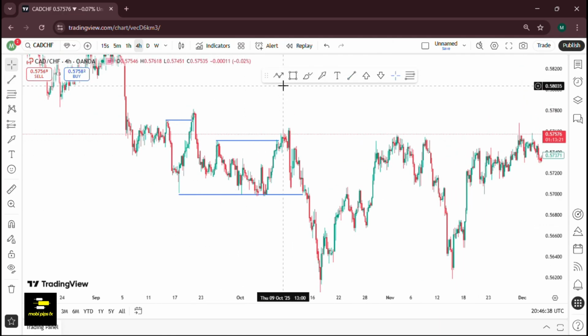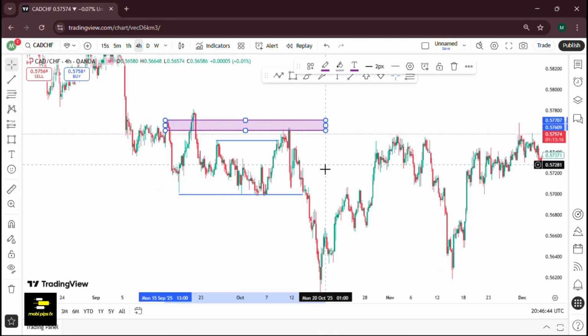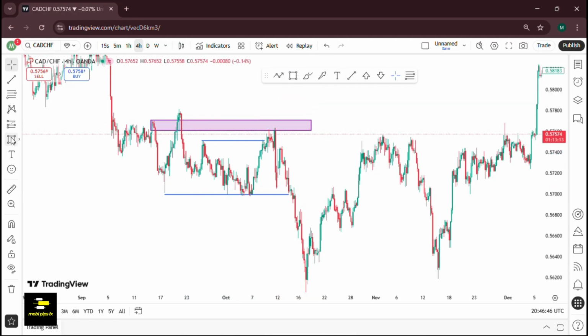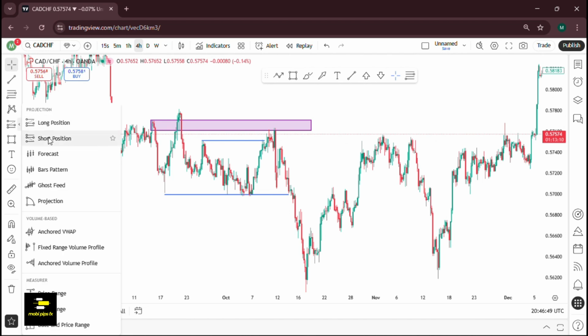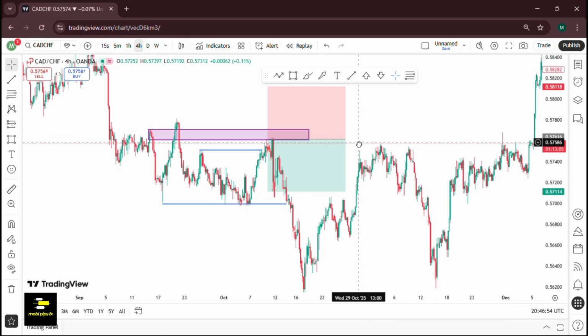So meaning our point of interest comes here. And did you see that? This is our last demo. Did you see the move on this pair? Did you see that?